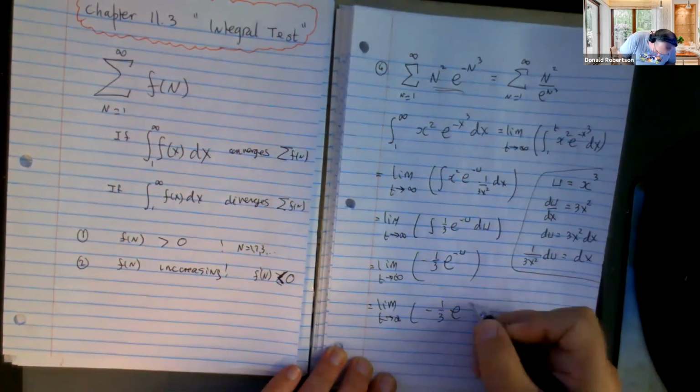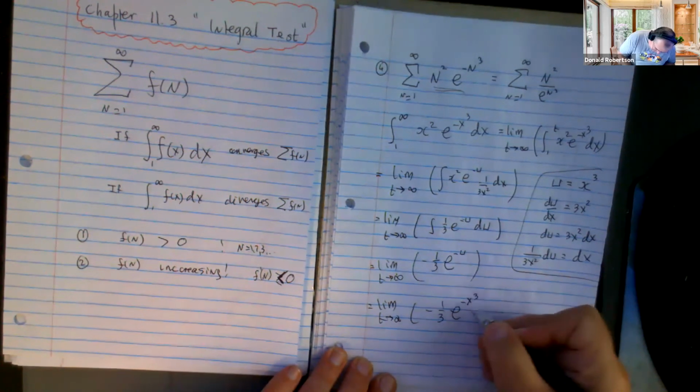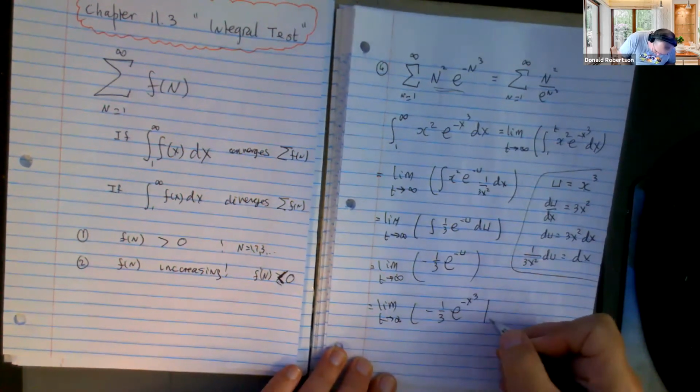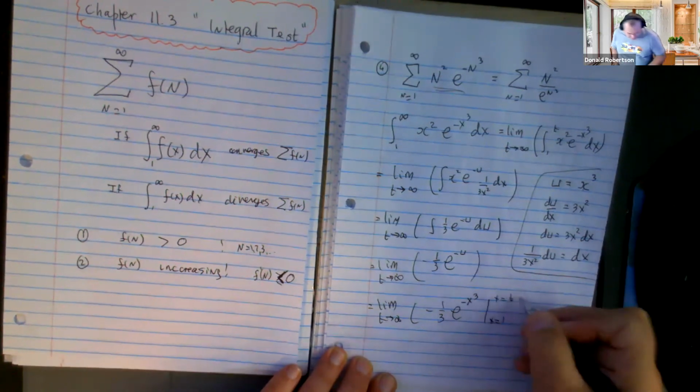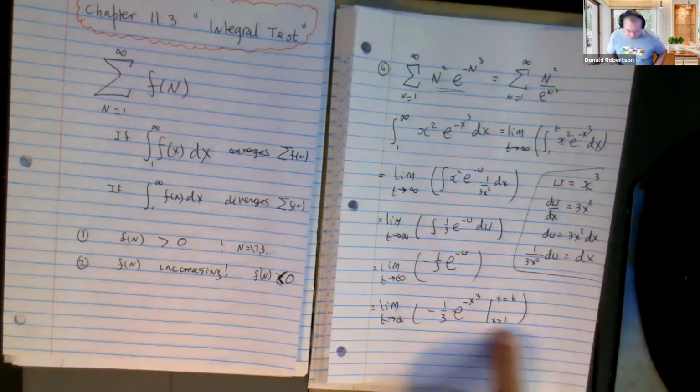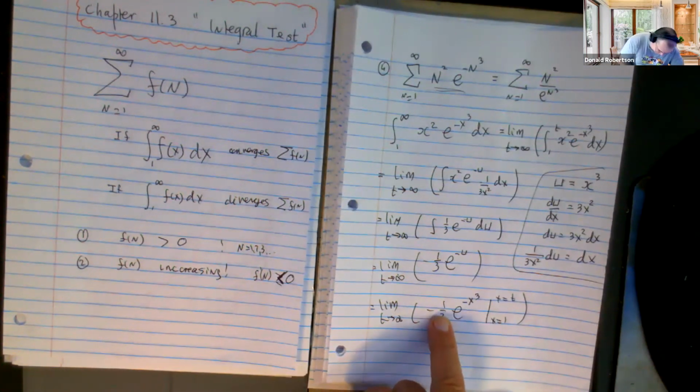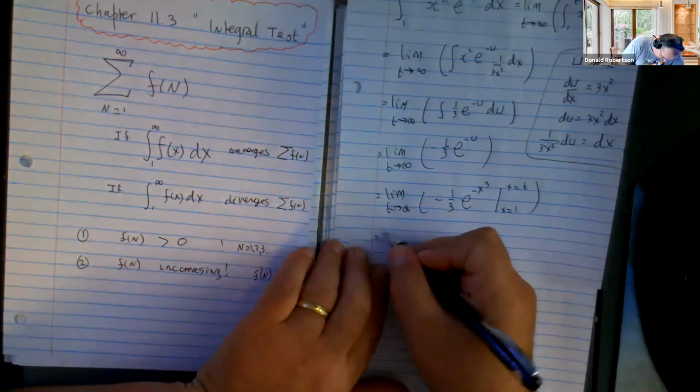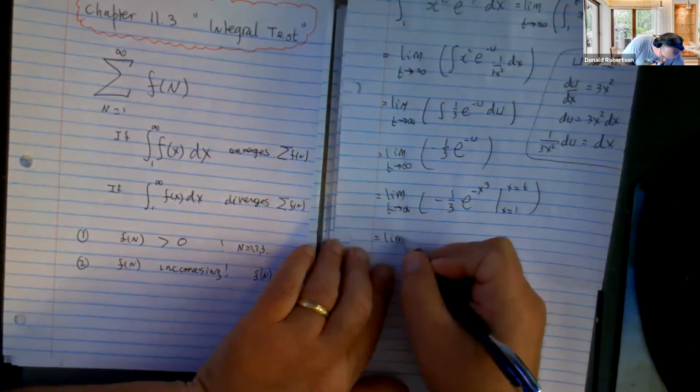Okay, continuing, we now have the limit as t tends to infinity, negative 1/3 e to the negative x cubed, right? Because I'm replacing my u back in. And now I can put in the limits of integration. So it's roughly about here that they come back, the 1 to t. That's going to be the limit as t tends to infinity.